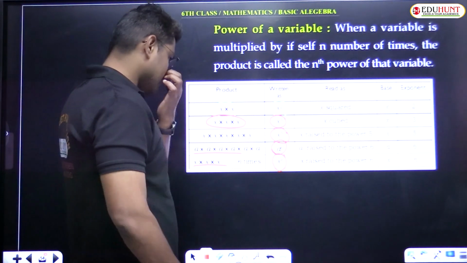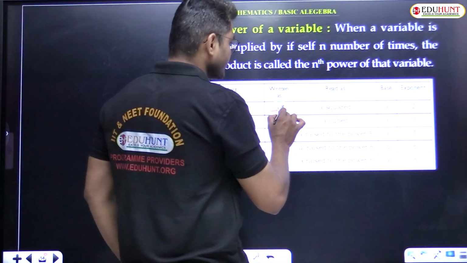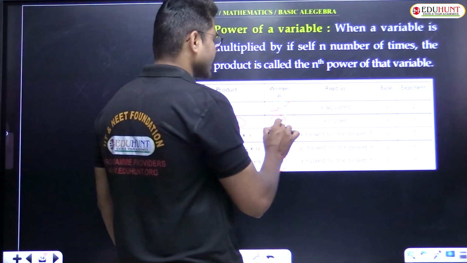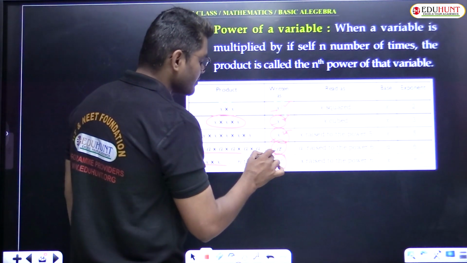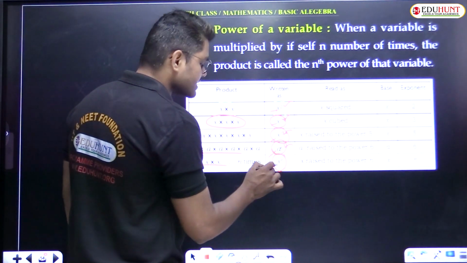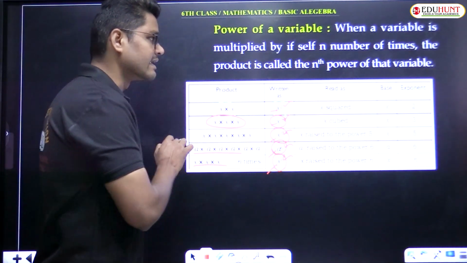Okay. Here, the base is called x and exponent is called 2. Here, exponent is 3, base is x. Base is x, exponent is 5. Base is a, exponent is 6. Base is x, exponent is n.